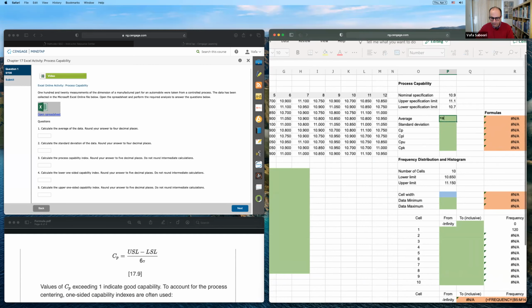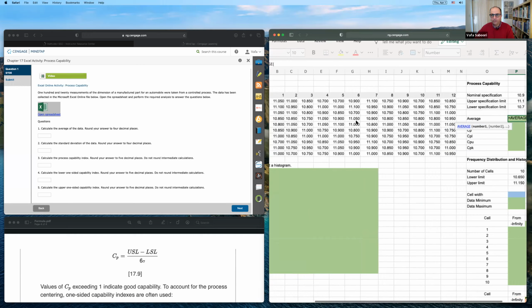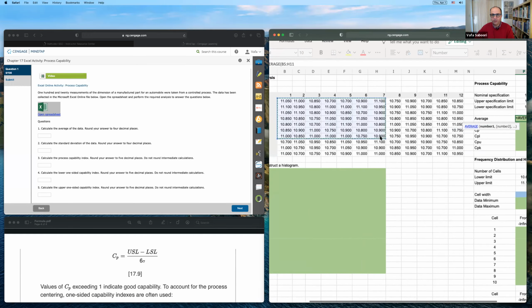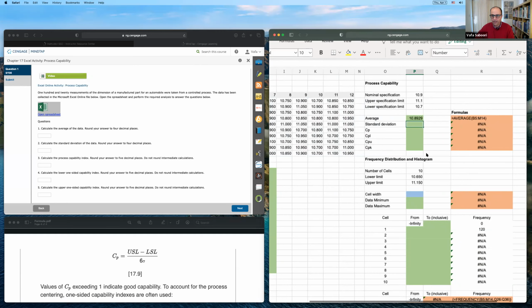So average is straightforward. We just go ahead and get the average of all these values, all the data points that I have. Standard deviation, for standard deviation, be careful. This is a little tricky part. You know, when you plug in STD, you get a lot of different standard deviation options.